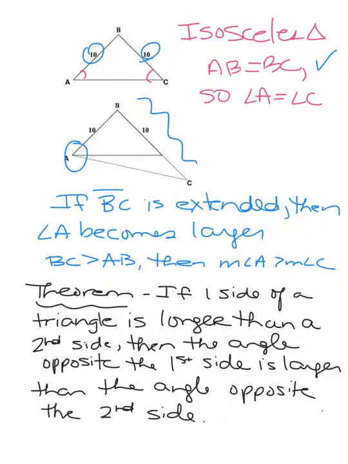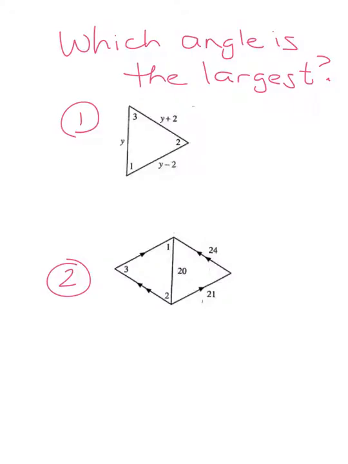So our first theorem today says if one side of a triangle is longer than a second side, then the angle opposite the first side is larger than the angle opposite the second side. And this is only going to work if these sides and these angles are in one triangle. So when we're looking at a diagram and we want to know which angle is the largest, we have to compare the sides. So let's look at example 1.